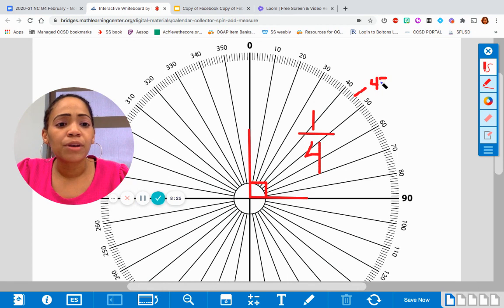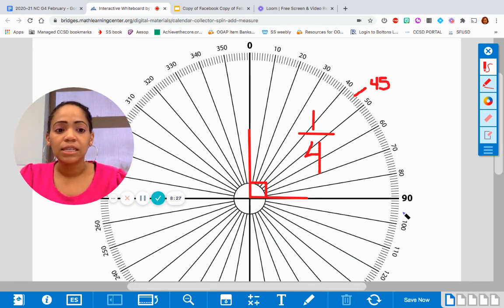Now what do we know about 45 in relationship to 90? 45 is half of 90. 90 is 1/4 of an angle, so 45 degrees would be, I'm going to show my degree symbol, that's how we write degrees, 45 degrees would be half of 1/4, which is actually 1/8.